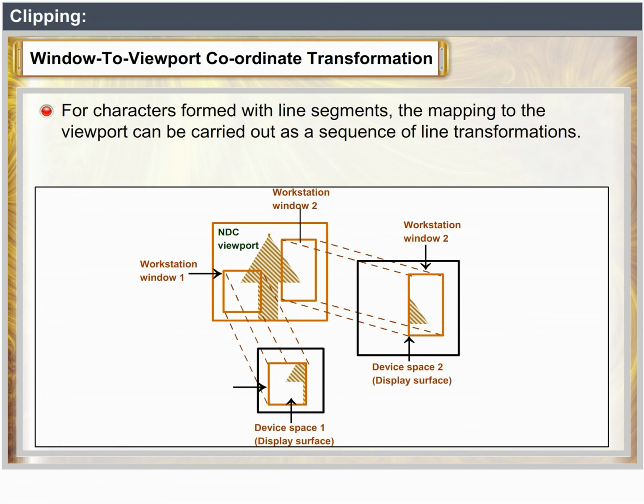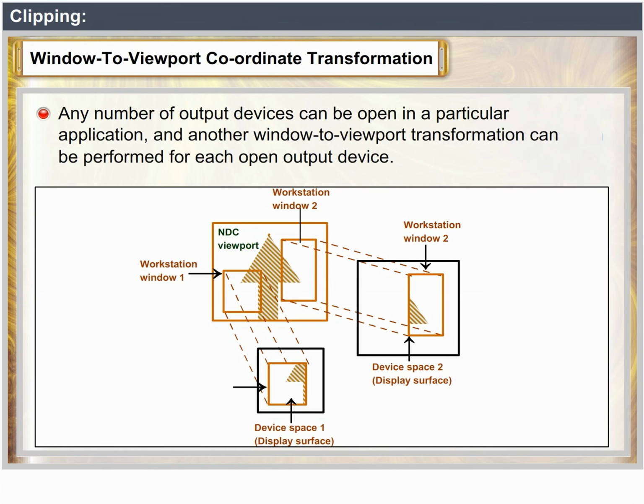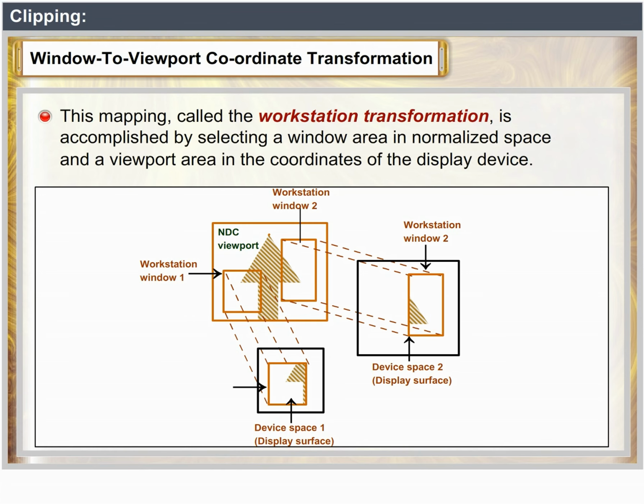For characters formed with line segments, the mapping to the viewport can be carried out as a sequence of line transformations. From normalized coordinates, object descriptions are mapped to the various display devices. Any number of output devices can be opened in a particular application, and another window-to-viewport transformation can be performed for each open output device. This mapping, called the workstation transformation, is accomplished by selecting a window area in normalized space and a viewport area in the coordinates of the display device.